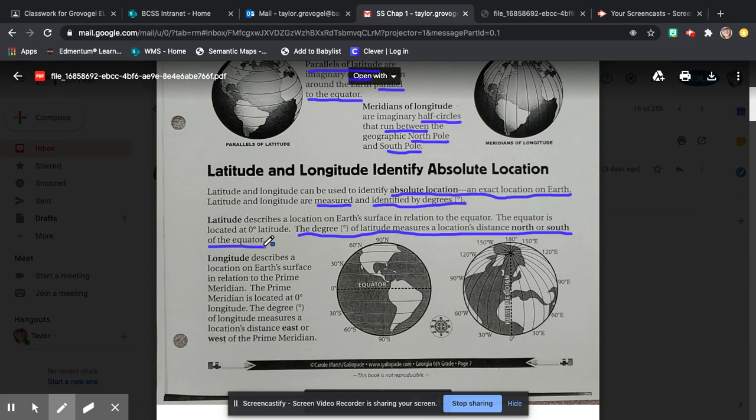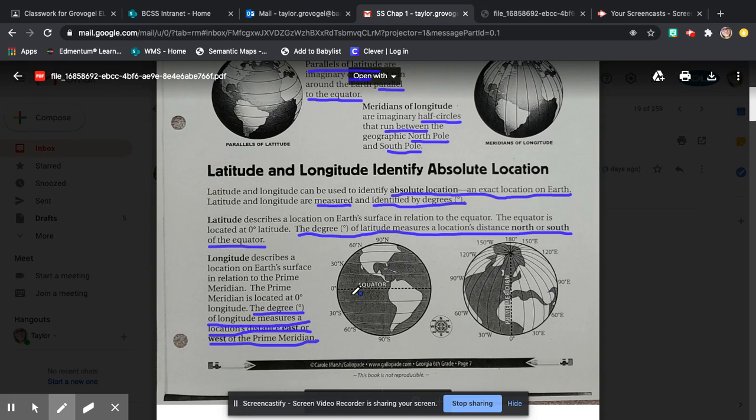Now, longitude. Let's talk about longitude. It says, longitude describes a location on Earth's surface in relation to the prime meridian. The prime meridian is located at 0 degrees longitude. The degree of longitude measures a location's distance east or west of the prime meridian. So let's go ahead and highlight that the degree of longitude measures a location's distance east or west of the prime meridian.